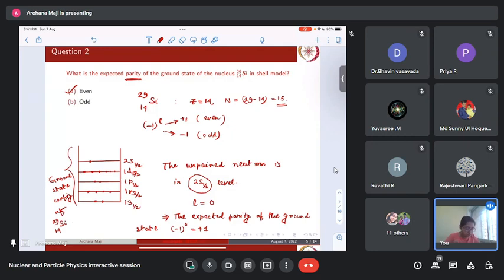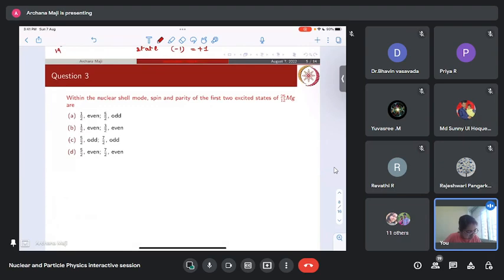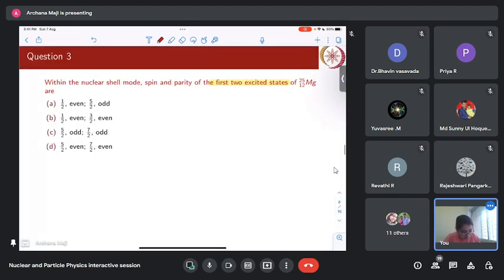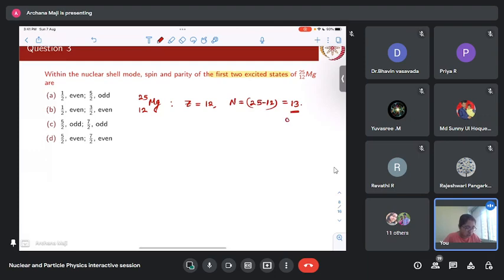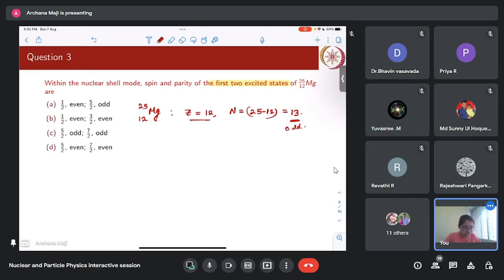If no doubts, I will move on to the third question. Within the nuclear shell model, the spin and parity of the first two excited states of magnesium are which one? For magnesium, Z is 12, N is 13. So we have to consider the neutron, because the neutron number is odd, and we have to ultimately look at the unpaired nucleon. For protons there cannot be any unpaired nucleon. We have to consider N because there can be one unpaired neutron, which we can take to the higher levels in order to get the excited states from the ground state configuration.